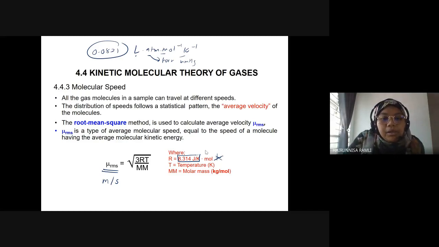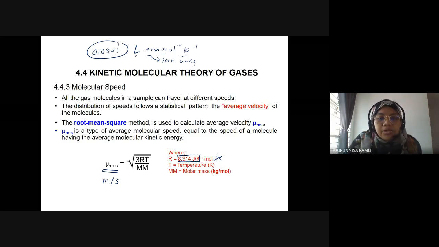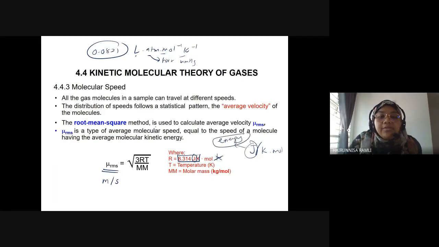Okay. Lepas tu, satu lagi. Maybe nak senang ingat, 8.314 ni, unit dia joule per Kelvin per mole. So joule ni biasanya memang dia akan related with the energy. Okay. So in this case kita nak kira velocity kan. Velocity ni melibatkan speed, ni akan melibatkan energy lah. Okay, so that's why kita akan pakai R 8.314. And there's satu lagi, the molar mass itself also you need to convert the unit to kilogram per mole.